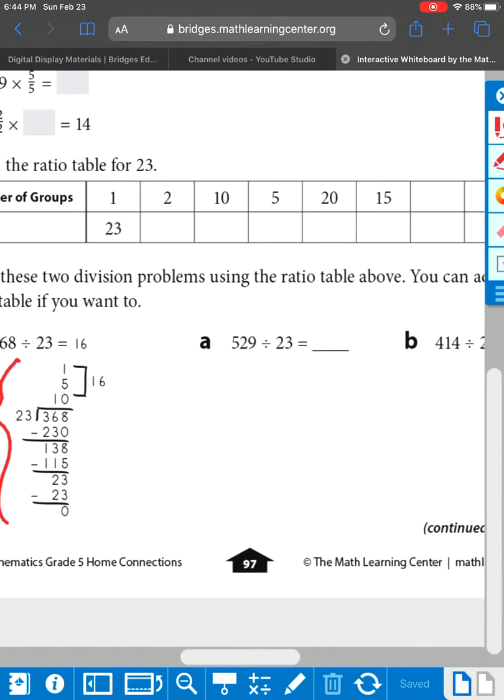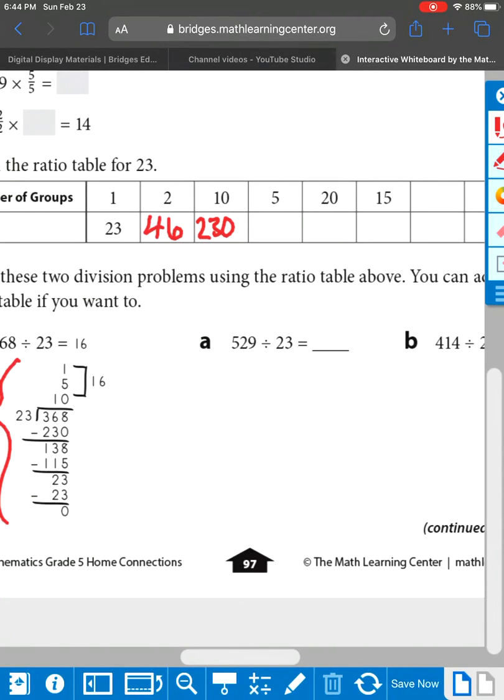So I'm actually going to go through and solve the ratio table just so we have an example and also something to reference when we solve these division problems. So I know that one group of 23 is 23. Two groups of 23 is going to be twice as much, which is going to be 46. 10 groups, I can do the adding a zero rule that I hate. It's going to be 230.